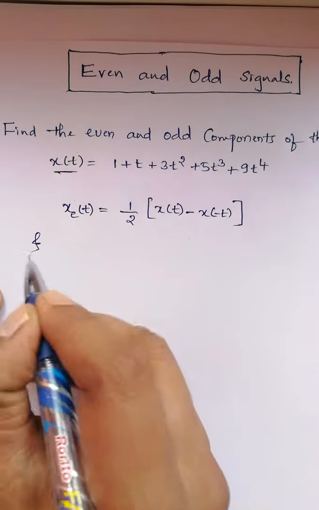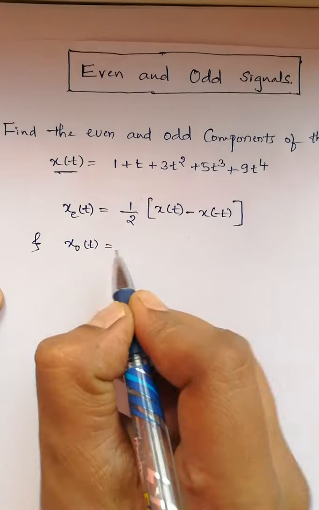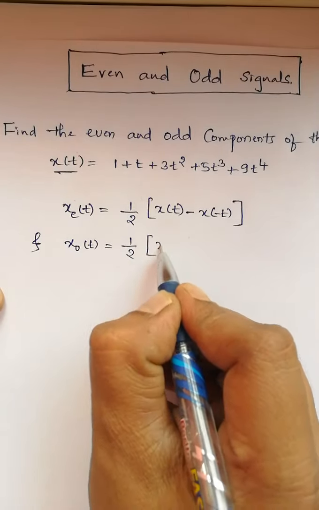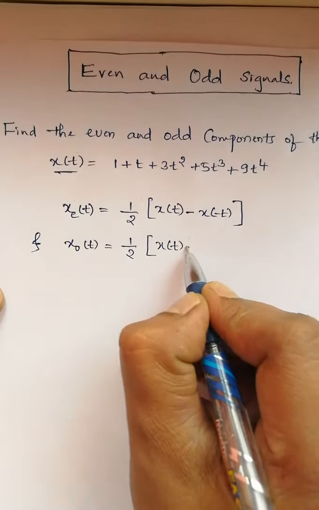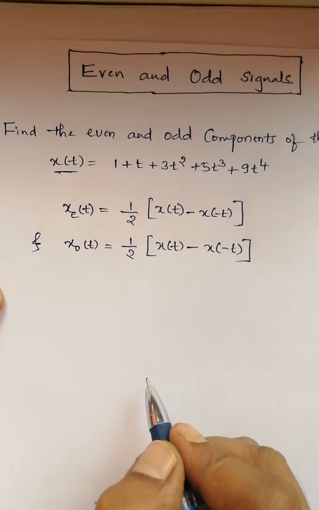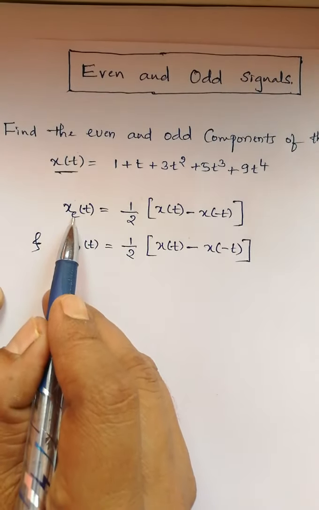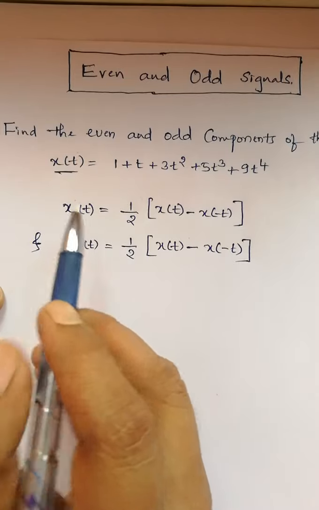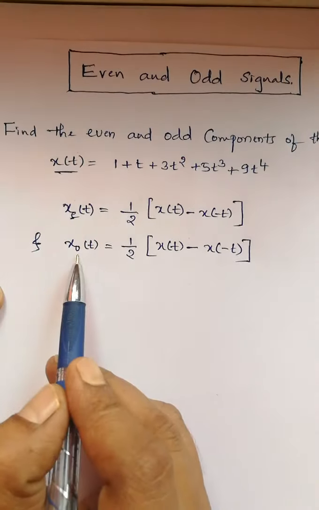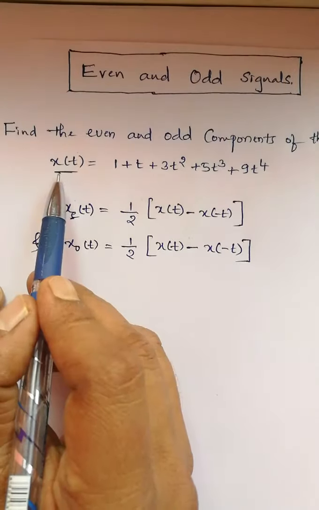Similarly, I will write the condition for odd: x o of t is equal to 1 by 2 x of t minus x of minus t. By using the first equation, we can calculate how much even component is present in the given signal. By using this equation we can calculate how much odd component is present in the given signal.